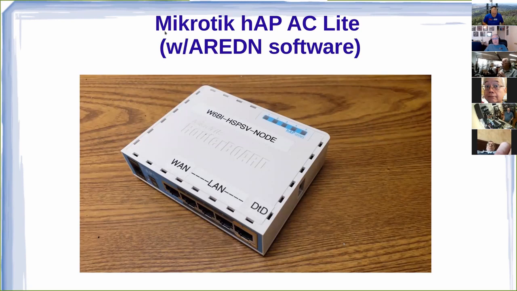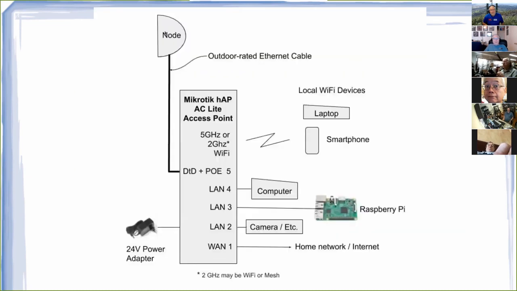With one of these things. This is made by Mikrotik. They call it their HAP AC Light Router. When you put AREDN software on it, it becomes a node with all sorts of capabilities. I suck at graphics. A ham was kind enough to do this up for me. With the AREDN software on there, it has a 24-volt power supply going in. You can turn on PoE going out port 5, so it's a node-to-node connection over a DTD connection, device to device. That's the protocol running over a wire.